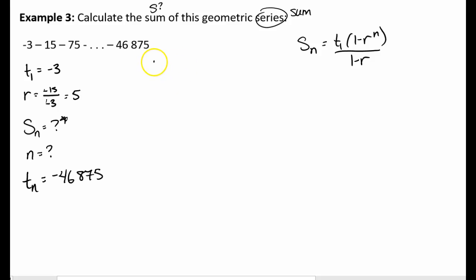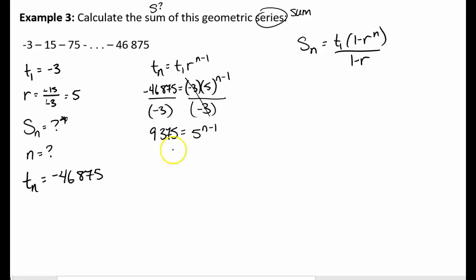So I'm going to have to go back to my other equation, which is Tn equals T1 r to the power of n minus 1, and we're going to have to solve for n. And if you don't remember how to do that, that's okay. What I would like you to do is pause the video right now and try this on your own. So I would like to think that you've gotten to this point by yourself. This 9,375 equals 5 to the power of n minus 1.